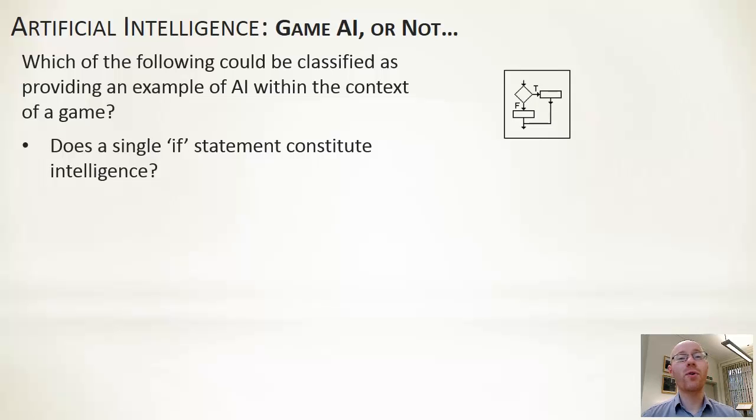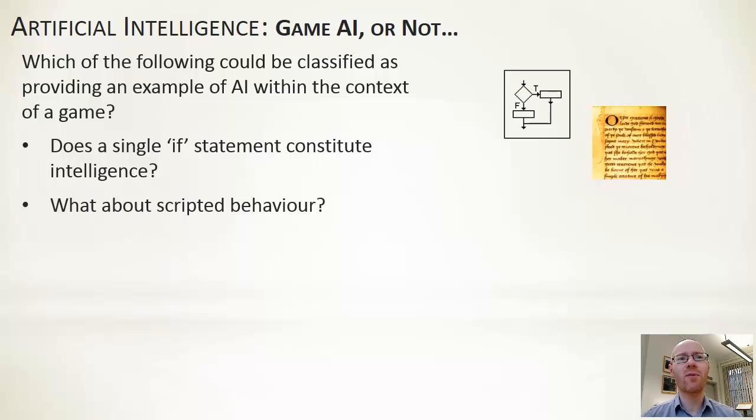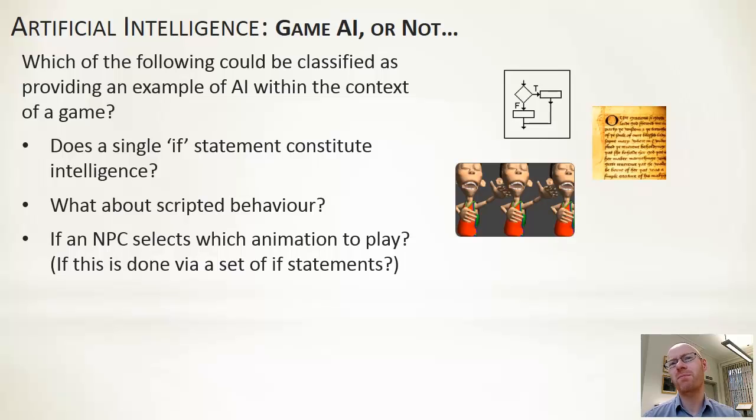You could go through a few exercises here and think about, well, is it AI or is it not AI? So things like, what about a single if statement? Does that constitute intelligence? Most people will go, probably doesn't. What about scripted behavior, where you have a series of, well, if this is true, then you should do that, and if some other thing is true, you should do something else. It's one of the staples of traditional game AI. A lot of people think maybe this constitutes AI, but all it is is a combination of if statements.